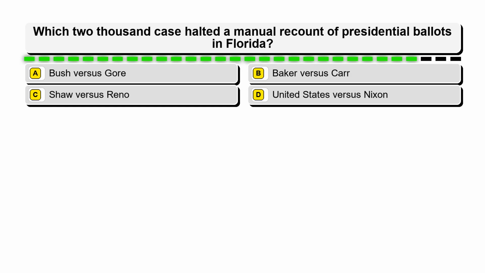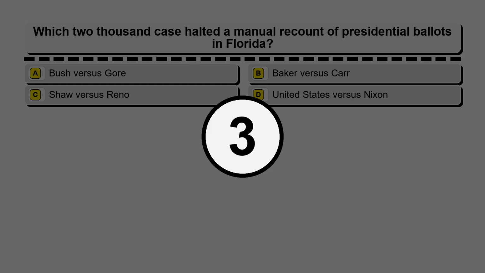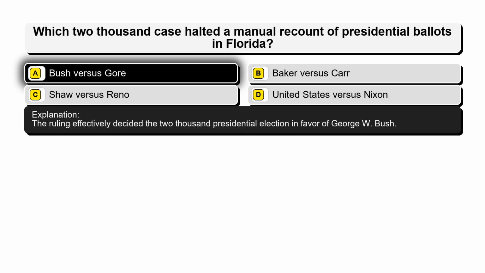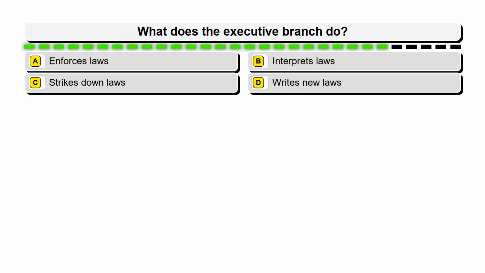Question 103. Which 2000 case halted a manual recount of presidential ballots in Florida? Option A, Bush vs. Gore. Option B, Baker vs. Carr. Option C, Shaw vs. Reno. Option D, United States vs. Nixon. The correct answer is option A, Bush vs. Gore. The ruling effectively decided the 2000 presidential election in favor of George W. Bush.